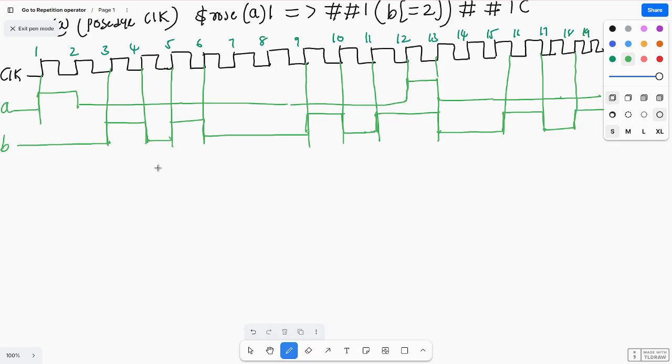This is B, and coming to C, so this is C. C will be 1 at the sixth cycle. During the seventh cycle it becomes 0 again. Next, it will be 1 for the eighth cycle, the eighth and ninth. Yes, eighth and ninth it will be 1.